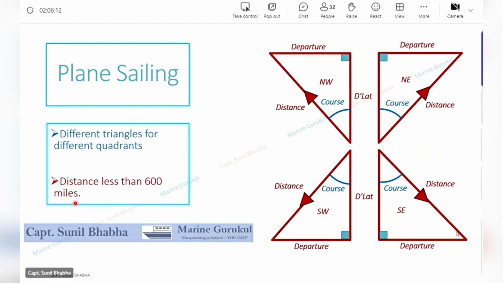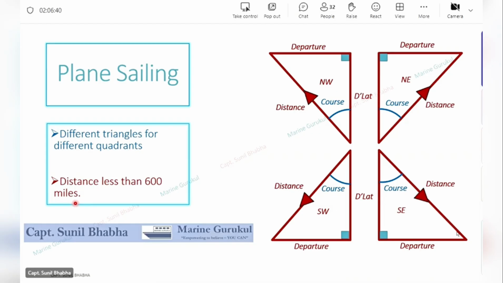The reason for that is when we are doing plain sailing, we are solving for courses and distances using plain trigonometry, but the vessel is moving on the curved surface of the earth, a 3D curved surface. So moving on a curved surface, we are using the formulas which are meant for plane surfaces or plane trigonometry. This is bound to bring in some error in our calculation.